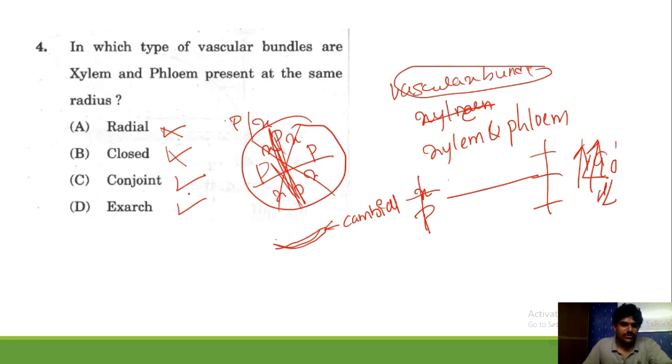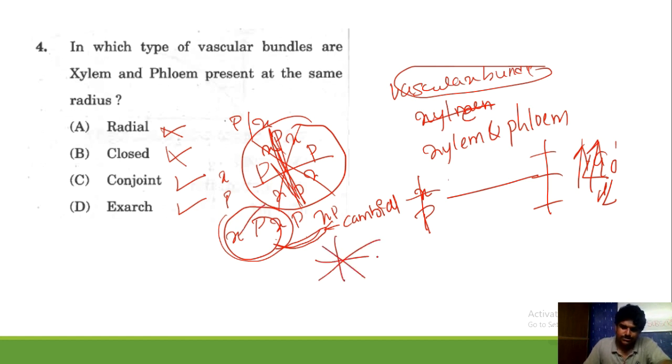But if we consider conjoint, in this conjoint type of vascular system, the xylem and phloem will be present in the same radius. If xylem is here, phloem will be here; if xylem is here, phloem is here, going as xylem, phloem, in the same way. So that's why they are present in the same radius. So this is the right answer of the question.